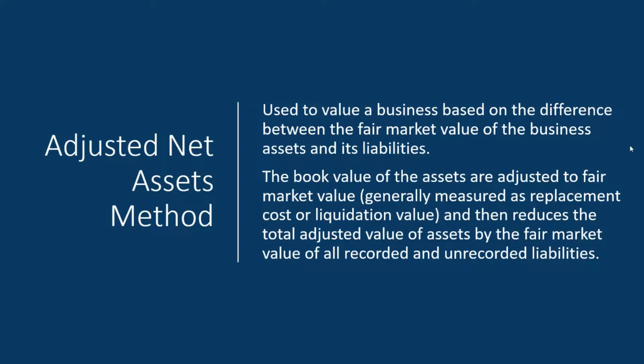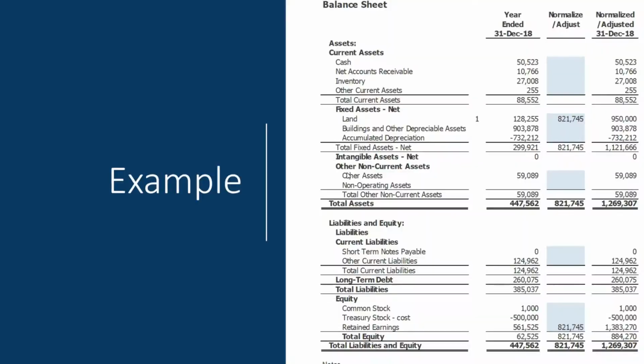So what is it? This is the book value of the assets when they are adjusted to fair market value. And this could be measured as a replacement cost, a liquidation value. Also, if there is land and buildings, you could have a real estate appraisal that would inform what the fair market value is. And then this fair market value of the assets are then reduced by the fair market value of all the recorded and unrecorded liabilities. So for this company, what does that mean?